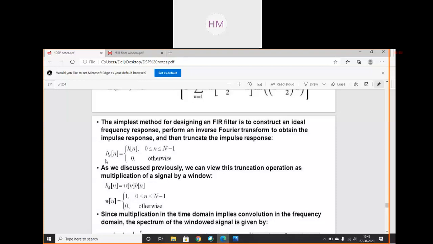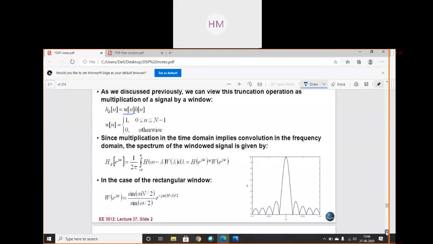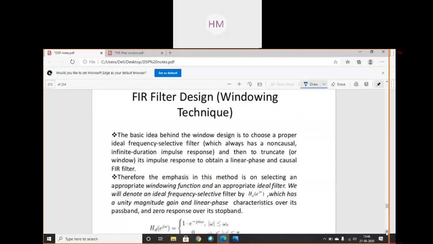So hd of n is my impulse response, which is having value h of n from 0 to N minus 1, otherwise 0. Now I will truncate this h of n by introducing a new parameter, that is w of n. W of n could be anything. There are many types of w of n. Initially, the basic we are assuming is w of n equal to 1 from 0 to N minus 1, otherwise 0. So what is this w of n? This w of n is my window function.